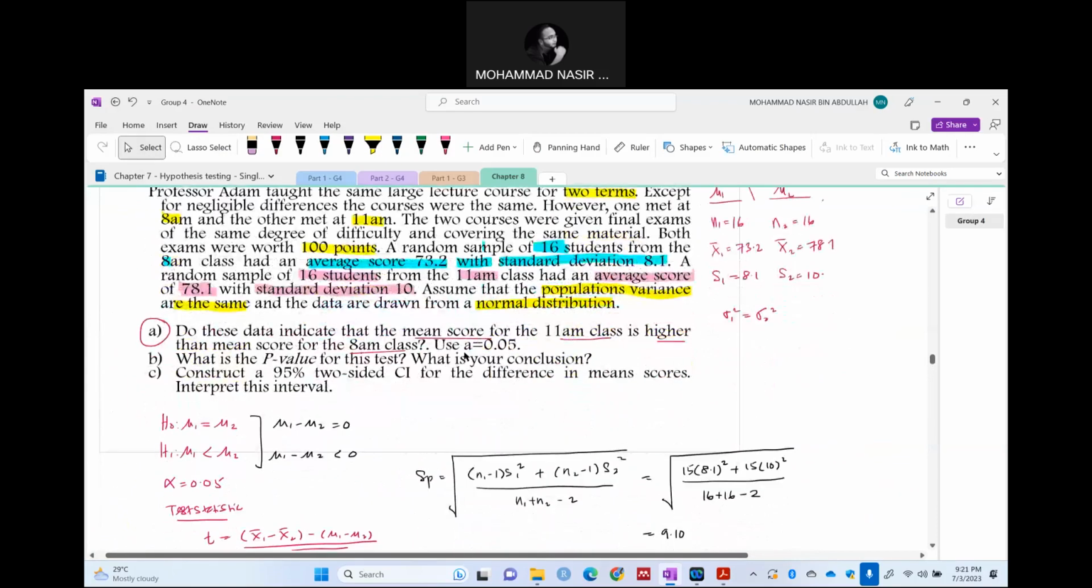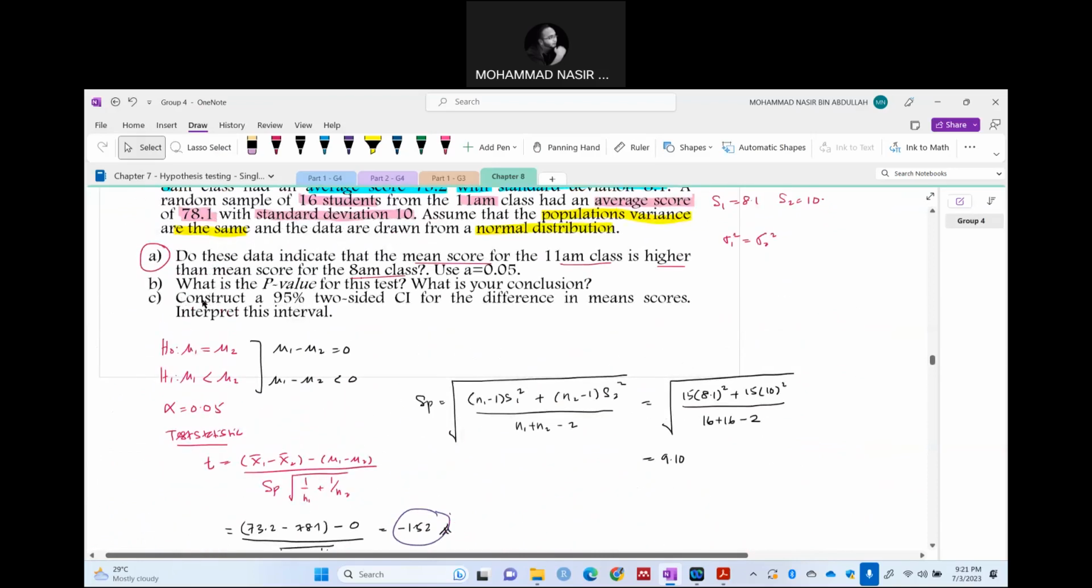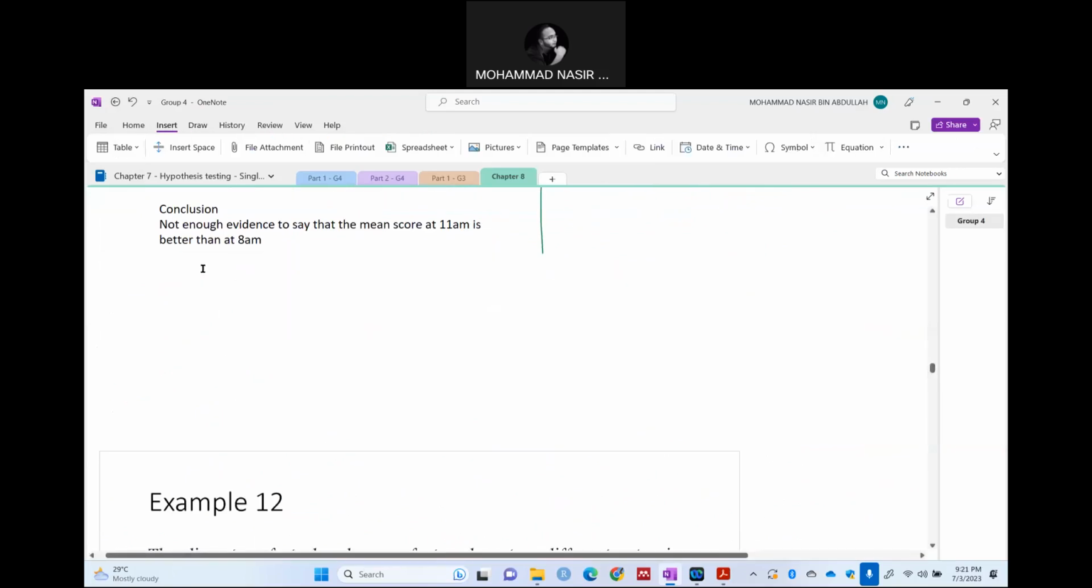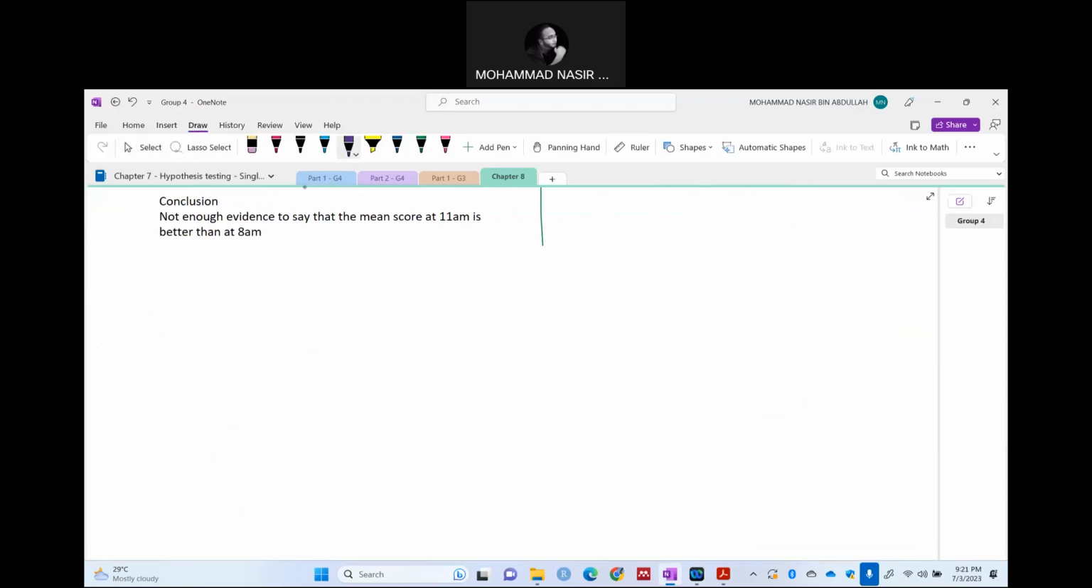Okay. The last question, done, right? Any question for p value? That's all. So last question: construct a 95% two-sided confidence interval for the difference in mean score, and interpret the interval. So for part C, we want to calculate the 95% confidence interval on the difference in mean.